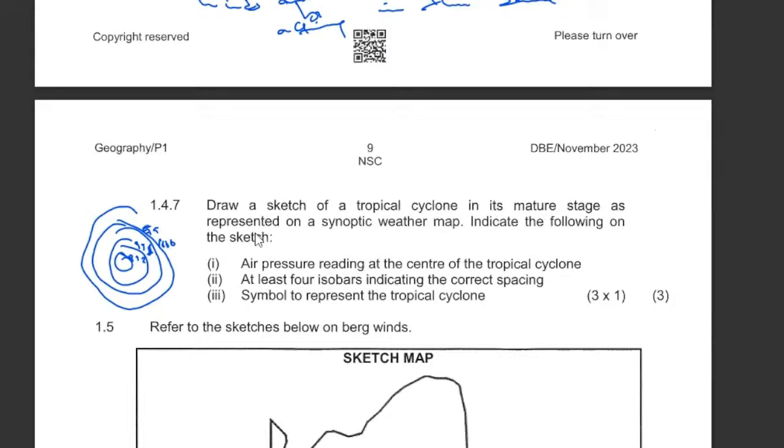This is 992, 996, 1000, 1004. This is hectopascal. And then the symbol, you draw it here in the center. Sorry, it can't be seen properly, but the symbol is drawn like this, but you draw it here in the center.